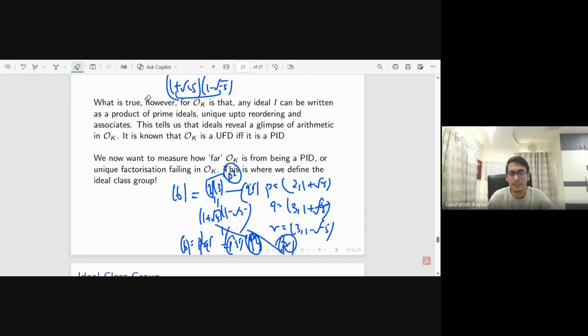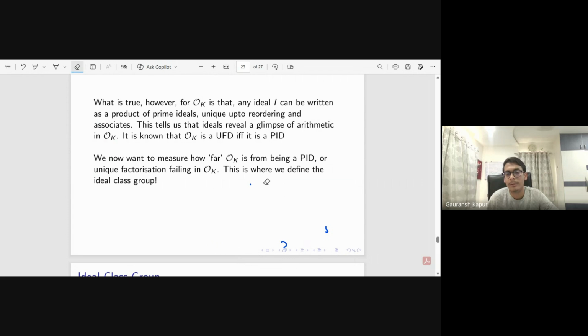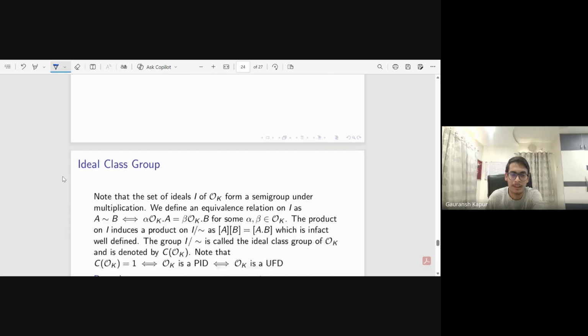And this tells you that if you have a good look at the ideals, then perhaps you can understand more about the number rings. And I'll end shortly. So we want to also measure how far this ring of integers is from being a PID or a unique factorization domain. And to check that, we define the ideal class group.